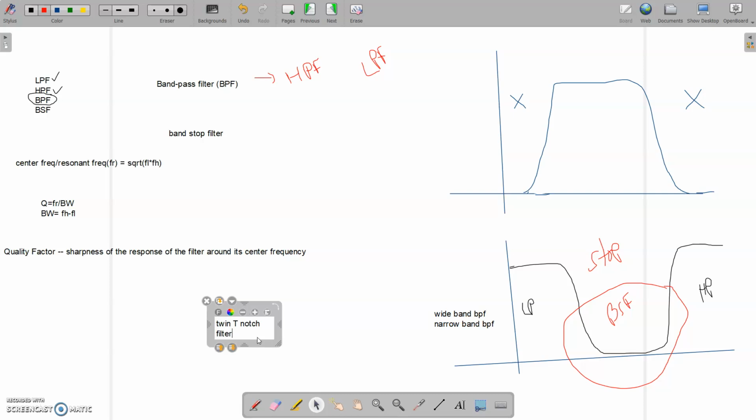Now a notch filter is a kind of band stop filter or band reject filter which has a very sharp, very selective portion, and only a very small portion is stopped. We call it a notch filter. Notch filter means very highly selective. It selects only a small portion of the band.